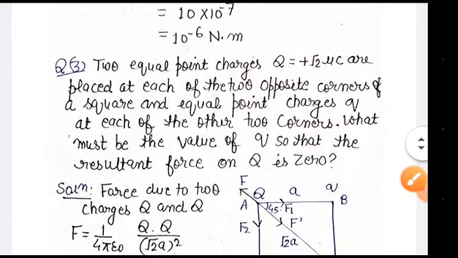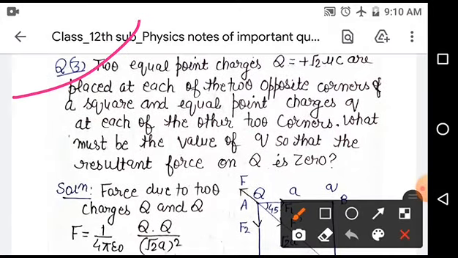Now students, we will discuss here the next important numerical, and it is: two equal point charges, capital Q equal to plus root 2 microcoulomb, are placed at each of the two opposite corners of a square, and equal point charges small q at each of the other two corners. What must be the value of small q so that the resultant force on Q is 0?